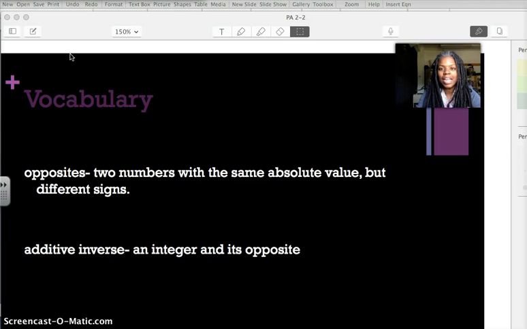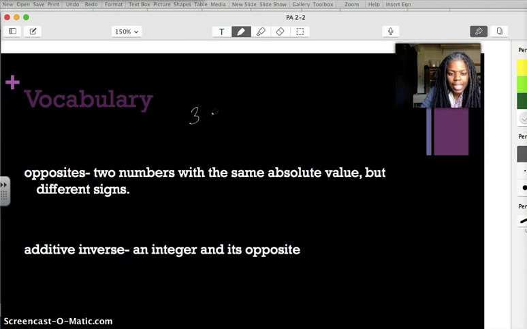but have different signs. So for example, we know that 3 and -3 have the same absolute value. However, they have different signs. So any number, 5 and -5, or 3 and -3, these guys are considered opposites.